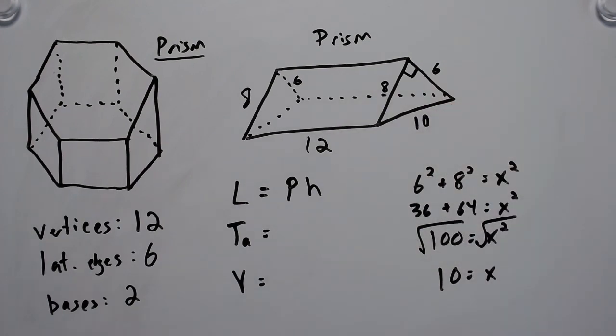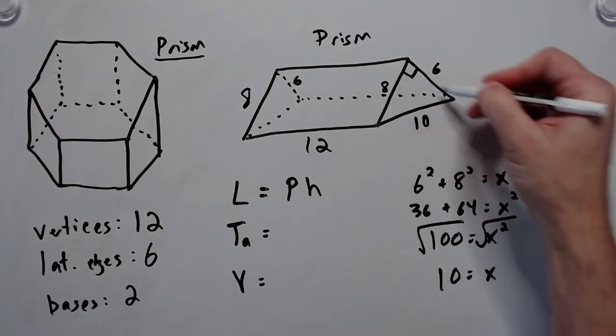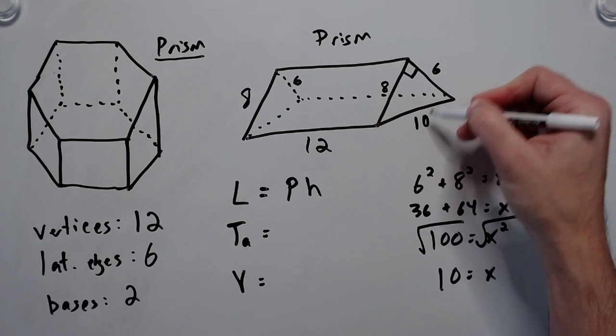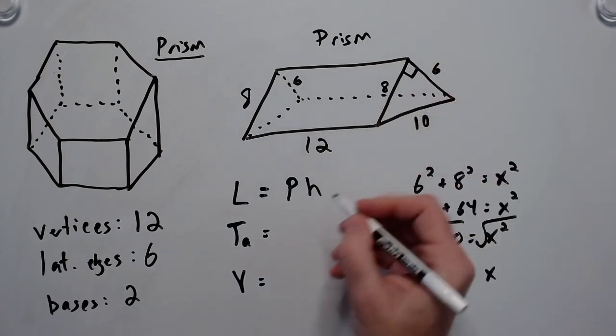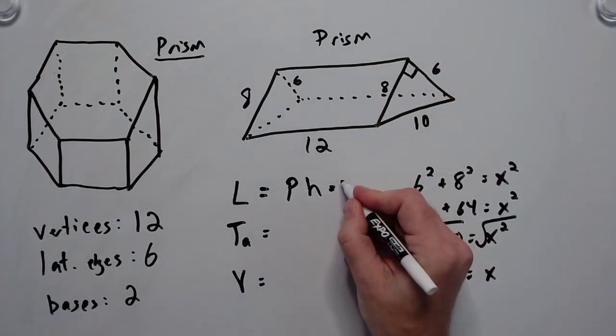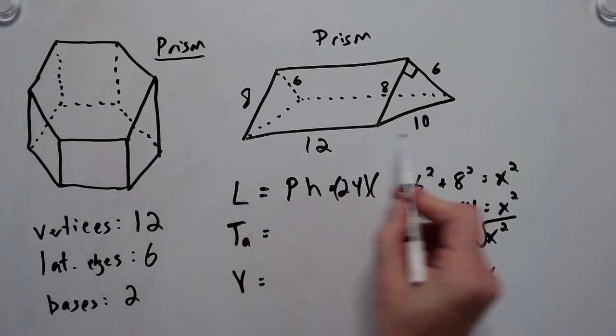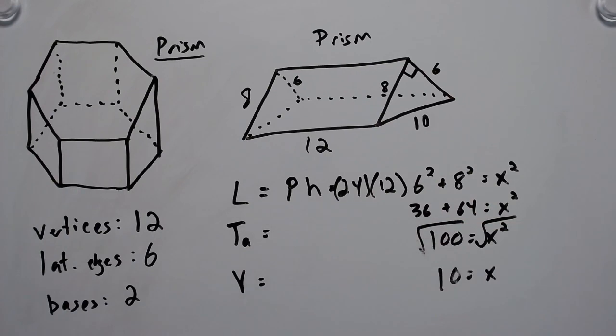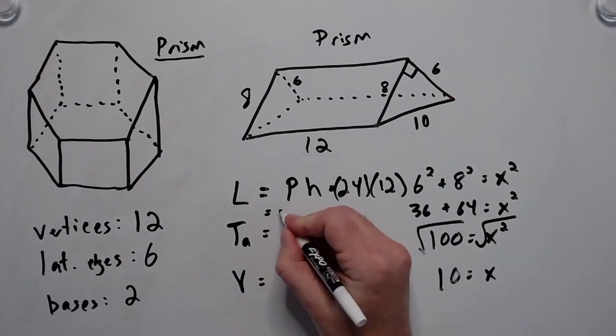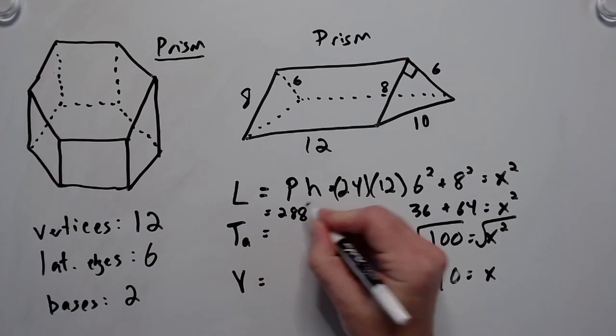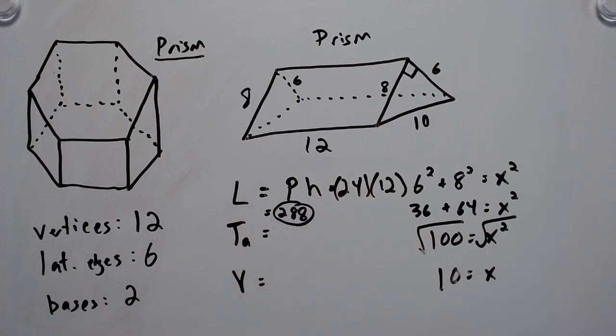10. So now we can find the perimeter. All we need to do is add up these three numbers. 10 plus 6 plus 8, and that equals 24. And we need to multiply it by the height of the prism, which is 12. So this equals 288.